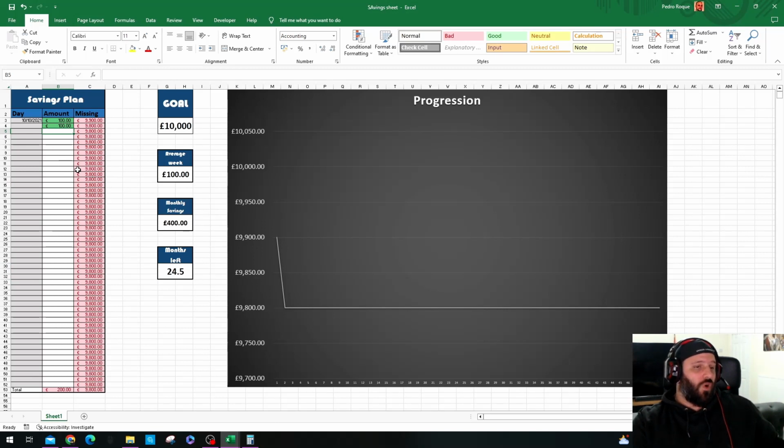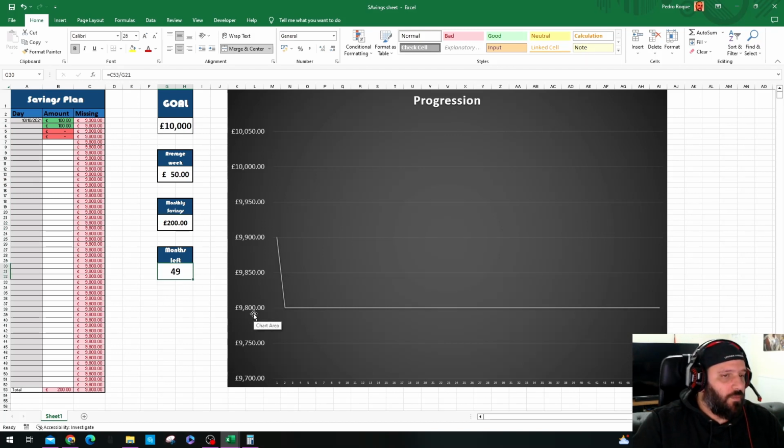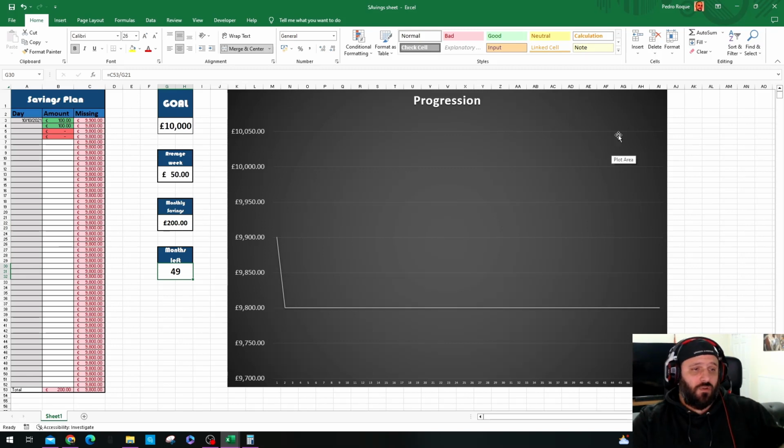So if you want, what you can do is add 0 and 0 for another 2 weeks, just for the sake of accuracy, right? So you establish that this month you only managed to put 200. So that means the average for week is 50, the monthly savings is 200, and the months left is 49 months. It's up to you if you like it, if you don't, or if you find a better way of doing it. It's up to you if you want to use it or not.